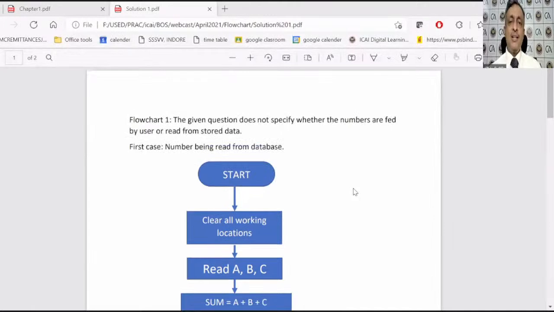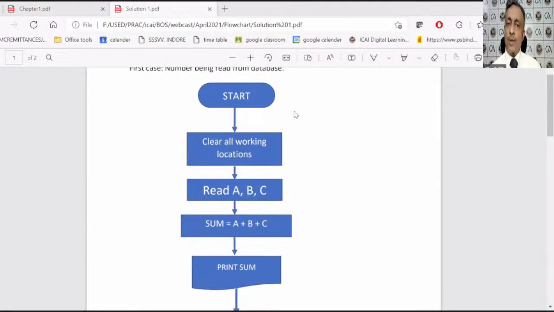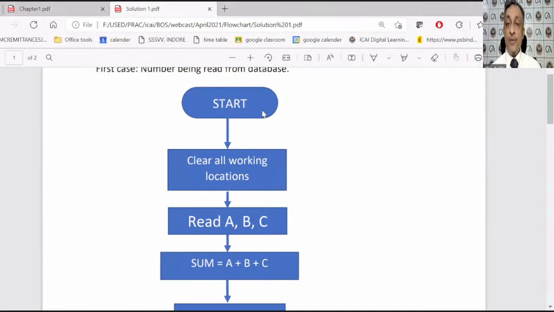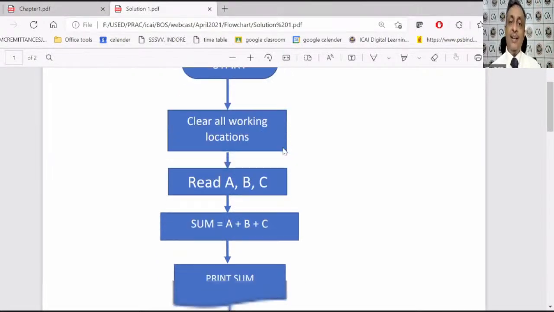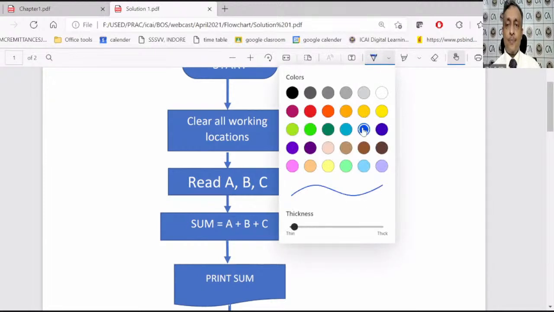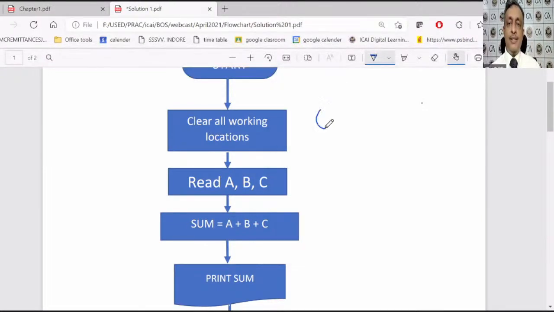So the first question was, the given question requires you to add 3 numbers. So start. We are using the start symbol. Then this is important. Please use CAWL, clear all working locations. You can use the short form CAWL. This is a very important thing you need to bring to all your flowcharts.